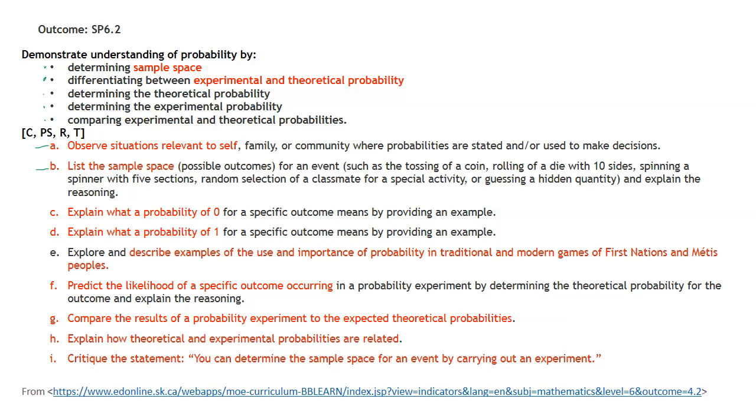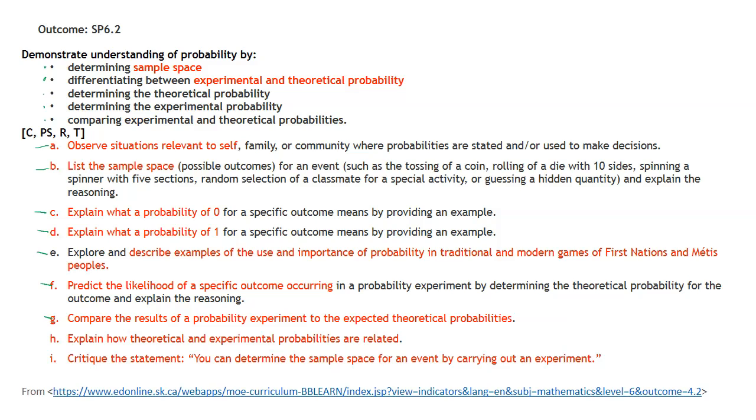C says explain what the probability of 0 would be. And D says explain what the probability of 1 would be, so that would be 100%. E says describe how First Nations people use probability in their games. F says predict the likelihood of a specific outcome occurring, like what are the odds. G says compare the results of a probability experiment to the expected theoretical probability.